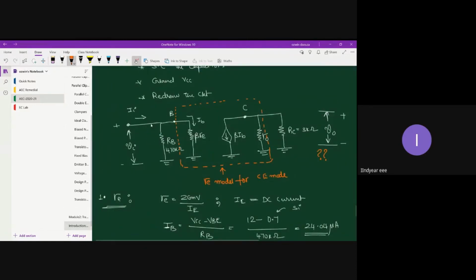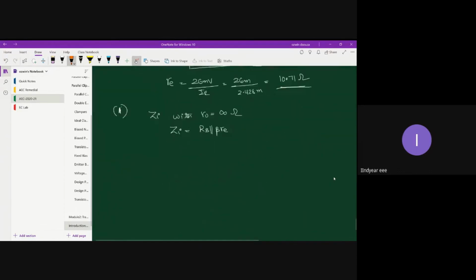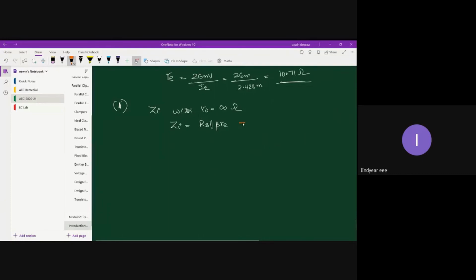Let me mark. When you look into the network, you get to see the ZI. Similarly, on the output side, when you look into the network, you would get Z0. So ZI is RB parallel beta times RE. That is equal to RB, 470 kilo ohm, into beta, 100, into RE, 10.71, divided by 470K plus 100 into 10.71. Beta is 100 and RE is 10.71 ohms.